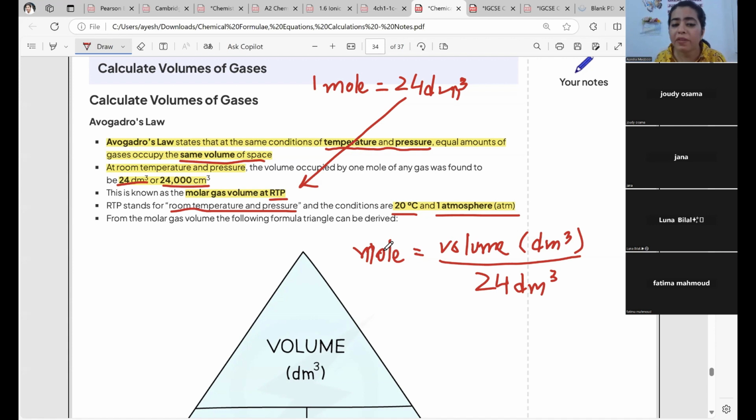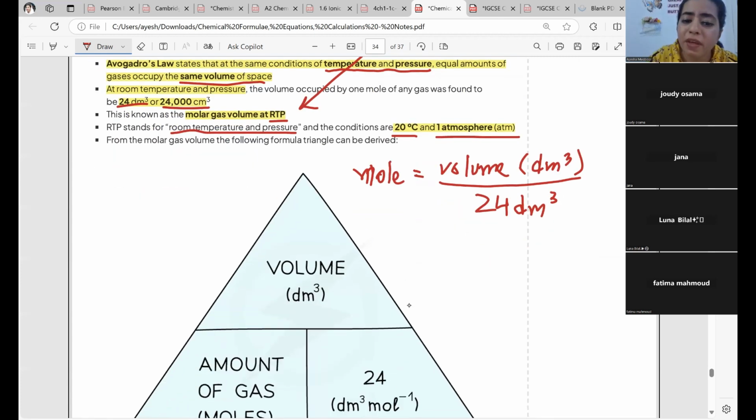Okay, so moles are equal to volume in dm cube divided by molar volume, which is 24 dm cube. So if you know the volume of anything, you can just divide with 24 and you will get the moles. That's it. No need of the mass, Mr or anything. Moles is volume in dm cube divided by 24 dm cube and you will get the moles.